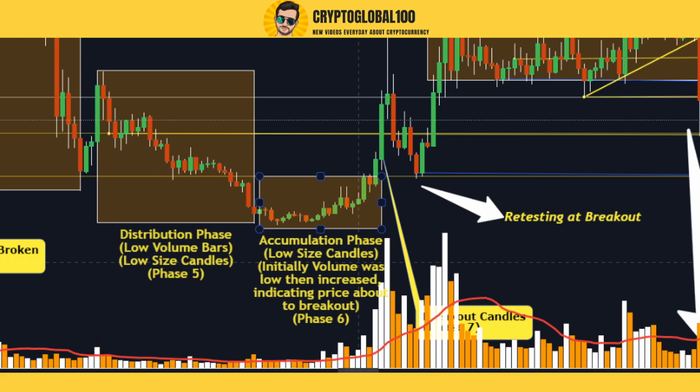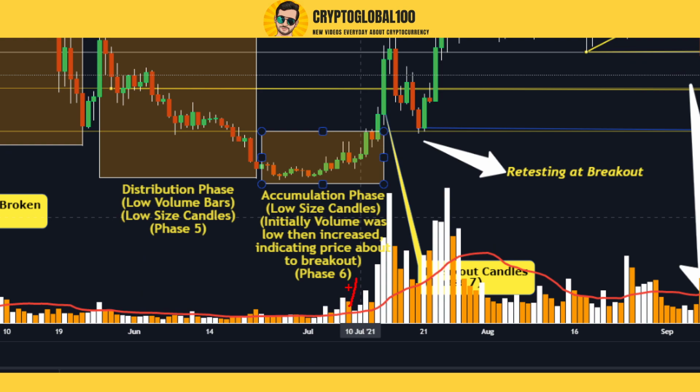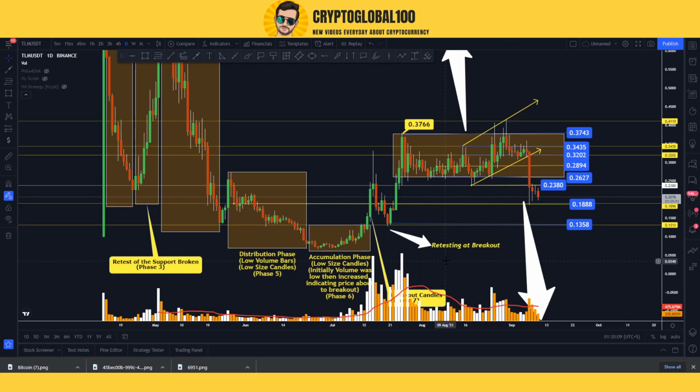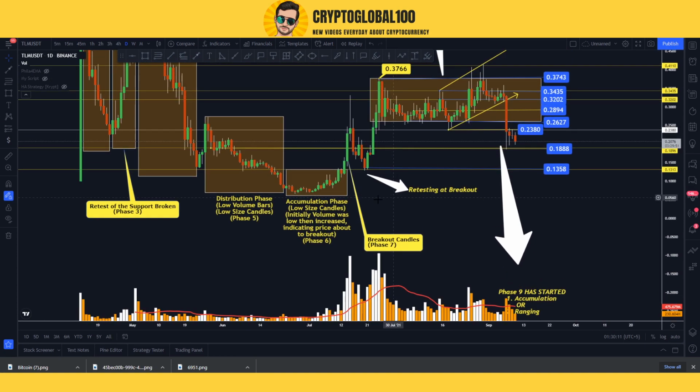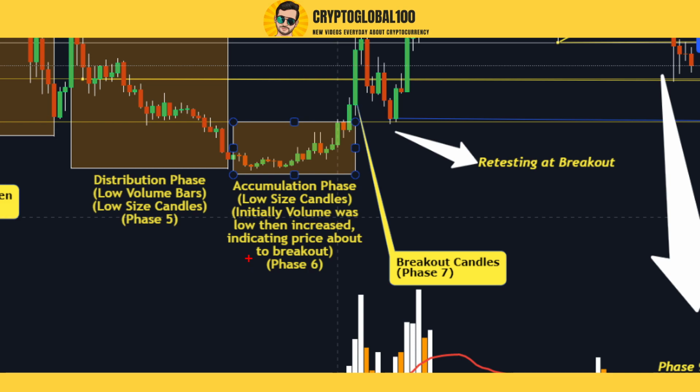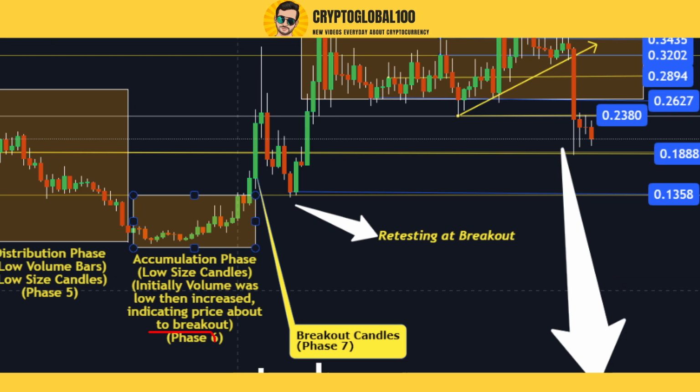Okay, again let me tell you, the selling volume was low, buying volume was high. It meant that we were now about to break out. And what happened after that? The breakout happens with a large volume. Okay, so we were from phase 6, we've entered into phase 7 with these breakout candles.